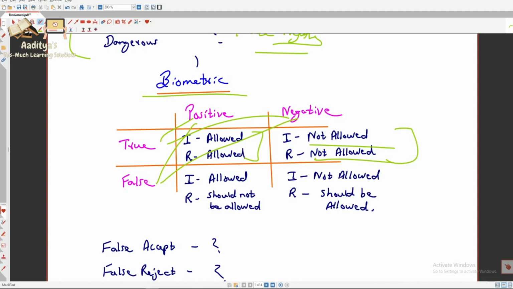Now what exactly is false positive? False positive is identification as allowed, but in reality should not be allowed. So is it risky or not risky? It is risky, right? Now what is false negative? Identification as not allowed. The system is stopping that person from entering, but in reality he should be allowed.